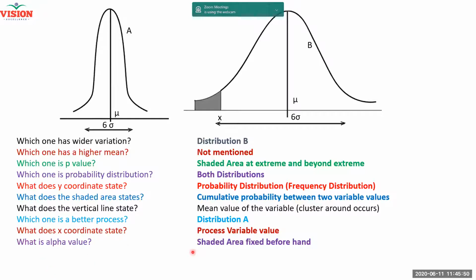And then what is alpha value? Shaded area fixed beforehand. This area I am fixing beforehand, 5%. If it falls here, I will reject it. I will put here also the shaded area. If it falls on this side and this side, then I will reject it. It is called two-tailed test. Please note, it is same as the p-value that you said, but the only thing is I am fixing the area beforehand. The area value is 5%.